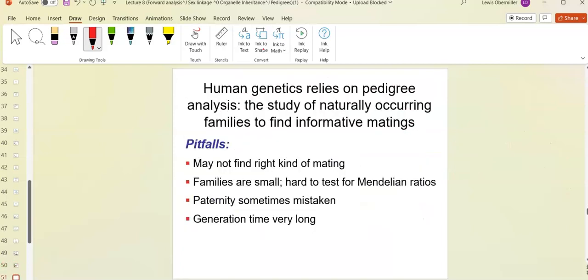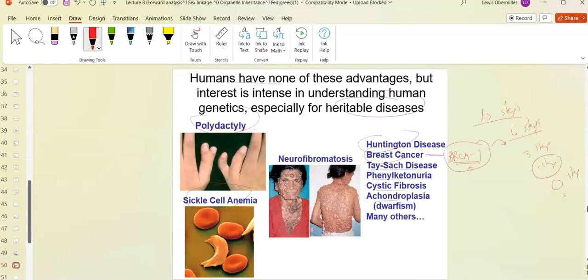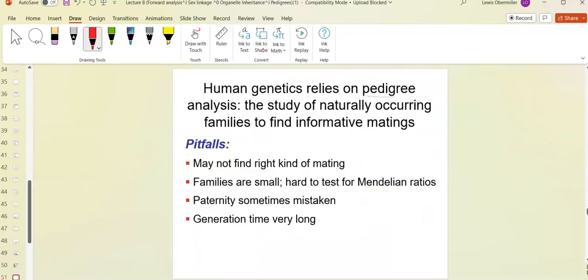So we have to use pedigrees, right? And going back to the breast cancer, this was actually discovered by a nurse who did a pedigree on her family. So pedigree analysis is really important, right? There are some problems with this, but it's really the best way that we have of understanding human diseases. I mean, now we do reverse genetics, so it's a lot easier.